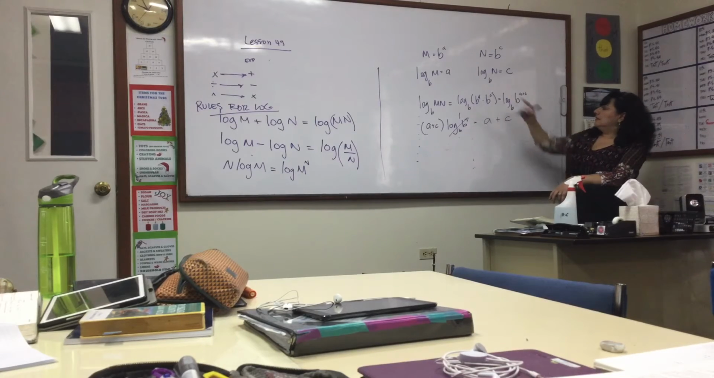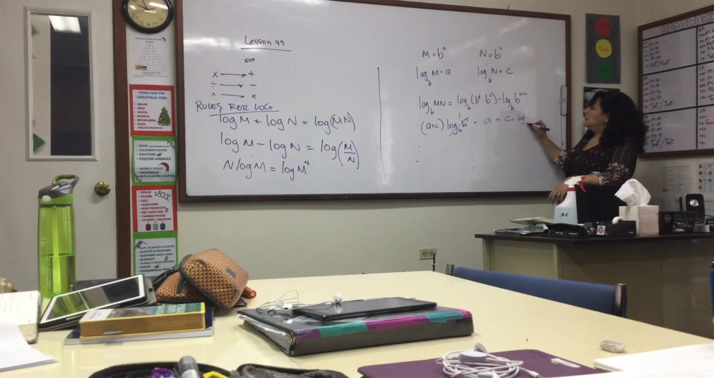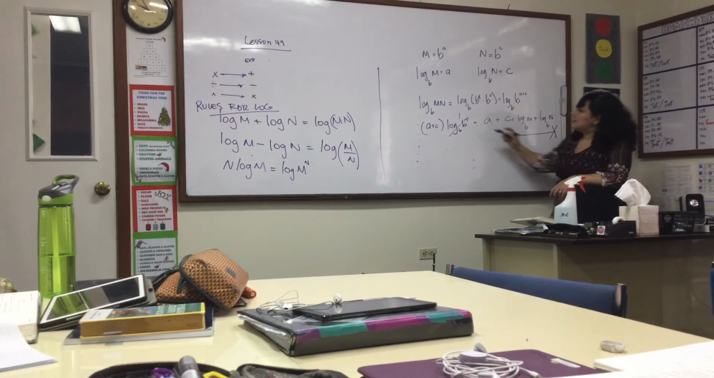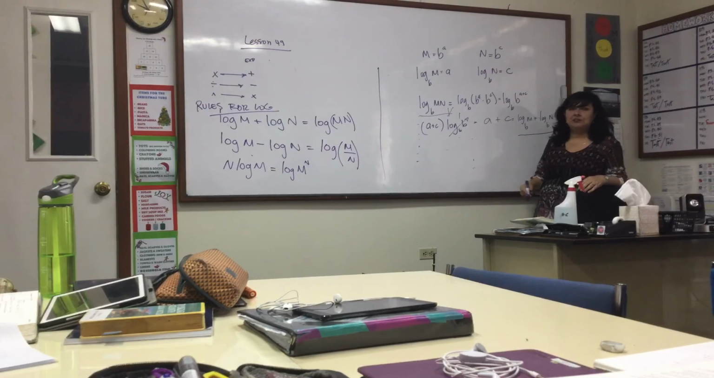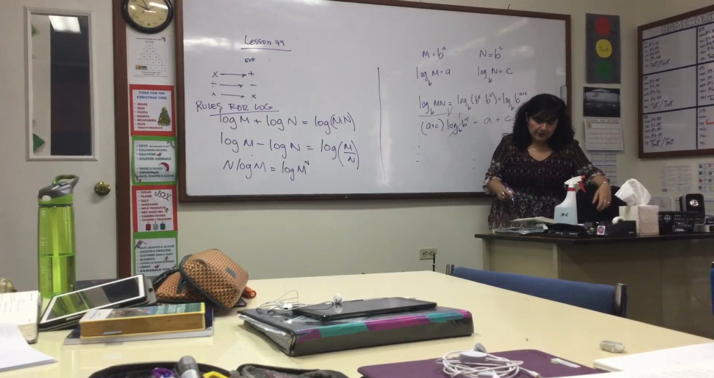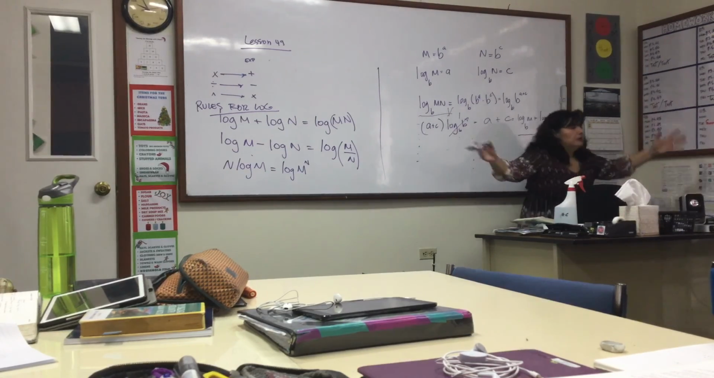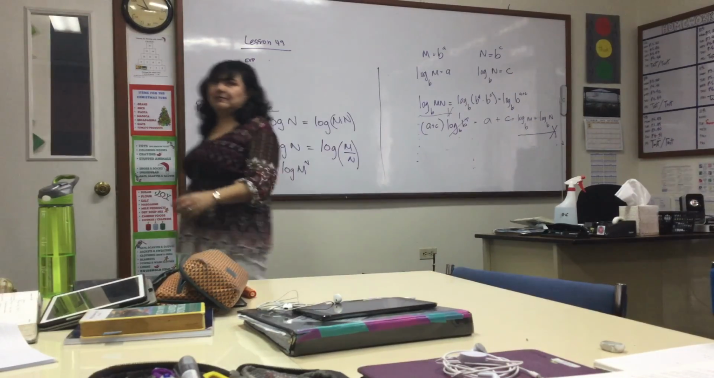And what is a? A is logarithm base b of m, and c is logarithm base b of n. And I have proven that this is the same as this. Isn't that cool? Just by substituting. Seriously? Seriously. You can do the exact same thing with division, at least, okay? Is that clear? More, please. And that's it.